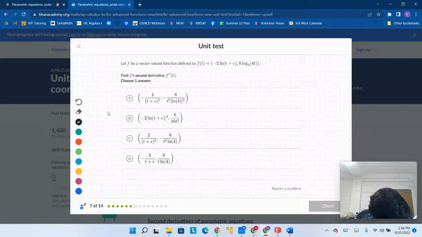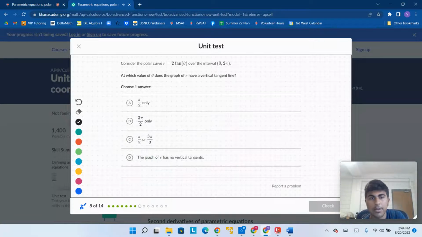All right? And that is the vector. And that's the first derivative, so then you take another derivative, and you get positive 2 over t plus e squared, comma, what? Well, you have 6 over ln 4 times t to the negative 1, so it's going to become negative 6 over t squared ln 4. And that's going to be choice C, and we can keep going.